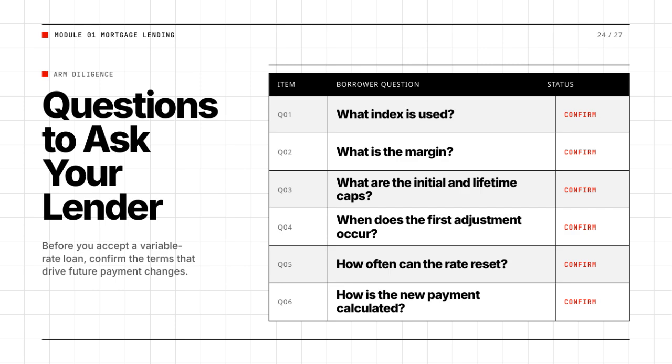It's also important to understand how often your rate can reset after that initial adjustment, as frequent changes can affect your monthly budget. Finally, ask your lender to explain exactly how the new payment amount is calculated each time the rate adjusts. This will help you anticipate any changes and avoid surprises. Getting clear answers to these questions ensures you have a solid grasp of the variable rate loan terms and can make an informed decision.